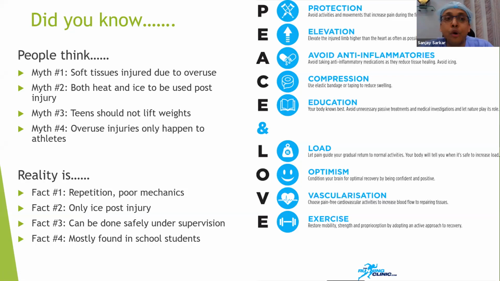Also, myth number 4, overuse injuries only happen to athletes. If you go through research, you will see most overuse injuries are found in school students, adolescents, teens and preteens, because they are extremely active, either in the school area or playing sports and games in your localities and in the field. They get injured because when we were young, we used to play in the fields, but we never used to exercise in general. Right? You are with me, right? So it is exactly the same scenario.